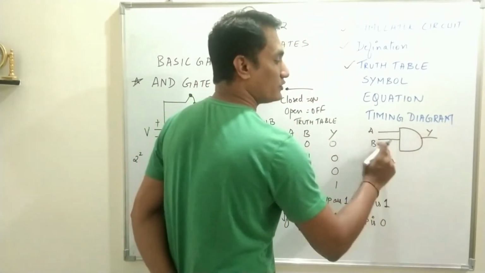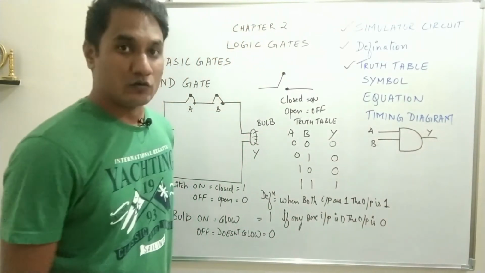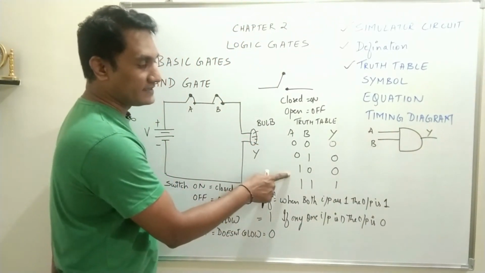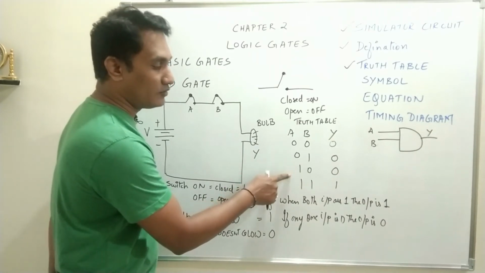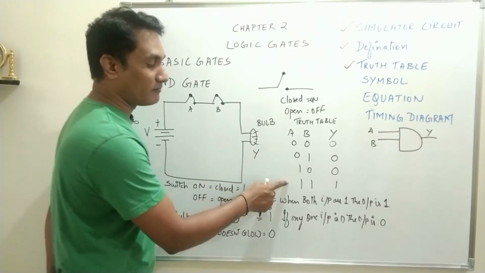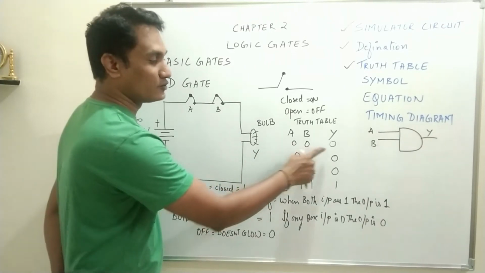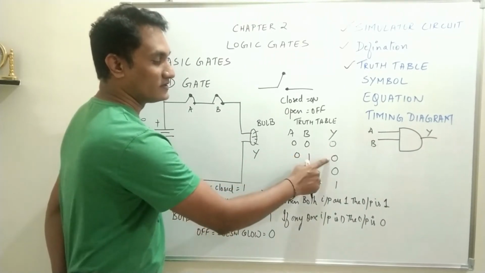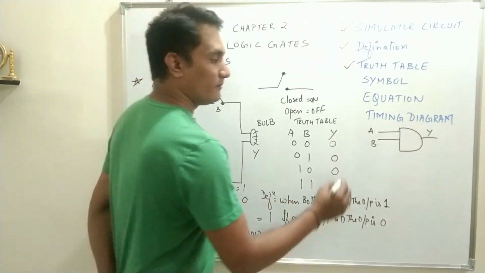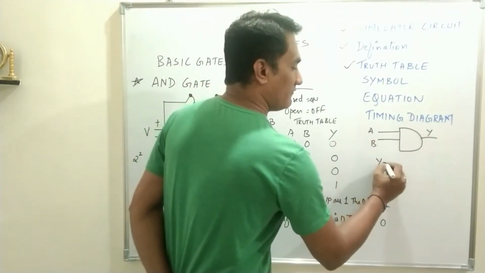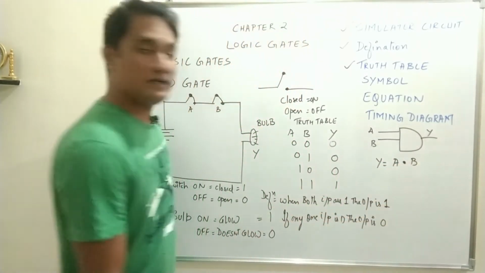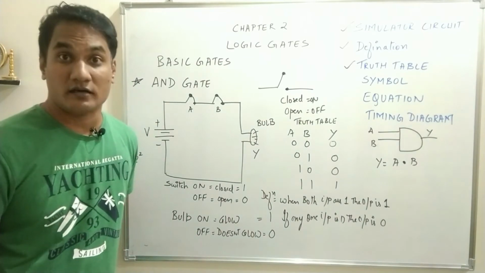These are the two inputs A and B, and this will be your output. Now look at the truth table carefully. What you can see is that the AND gate accounts for binary multiplication. 0 into 0, 0; 0 into 1, 0; 1 into 0, 0; 1 into 1, 1. So Y will be A and B, and A and B is connected by a dot.